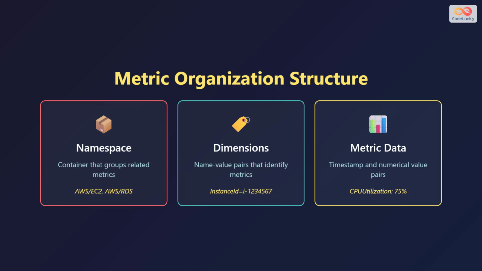CloudWatch organizes metrics using three key components. First, the namespace acts as a container that groups related metrics together. AWS services use predefined namespaces like AWS/EC2 or AWS/RDS. Second, dimensions are name-value pairs that uniquely identify metrics. For example, you might use instance ID equals i-123456 to identify a specific EC2 instance. Third, metric data consists of timestamp and numerical value pairs, such as CPU utilization at 75%. This organizational structure ensures that metrics are properly categorized and easy to query and analyze.